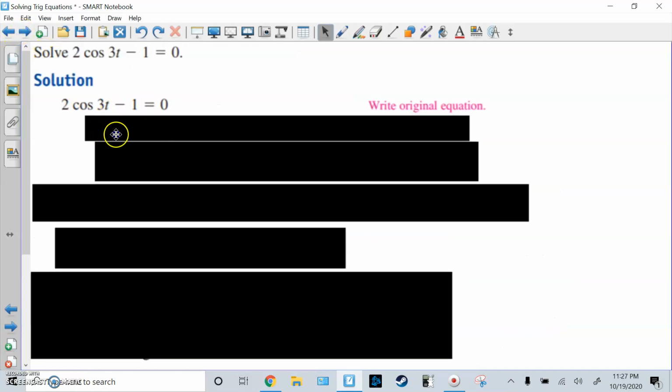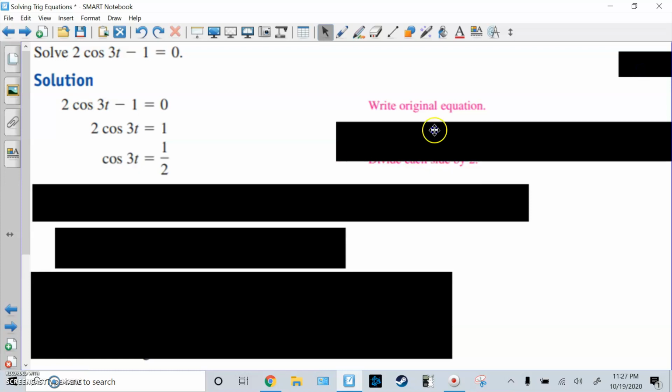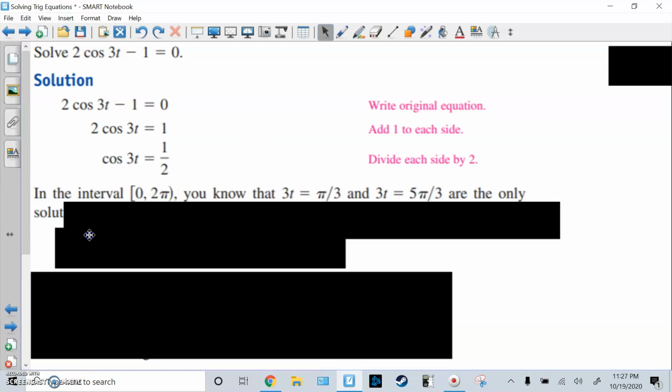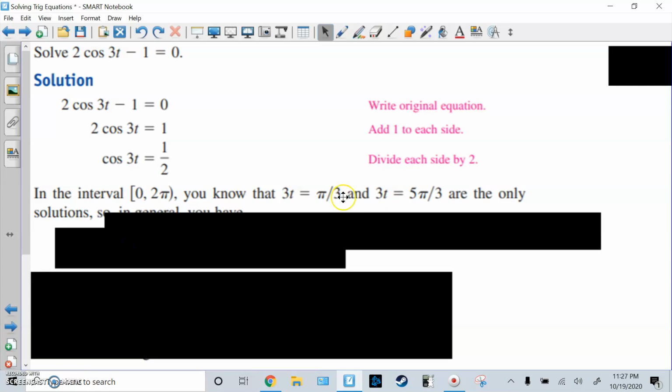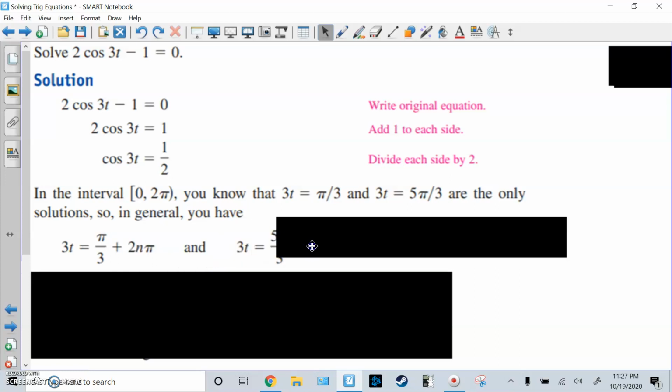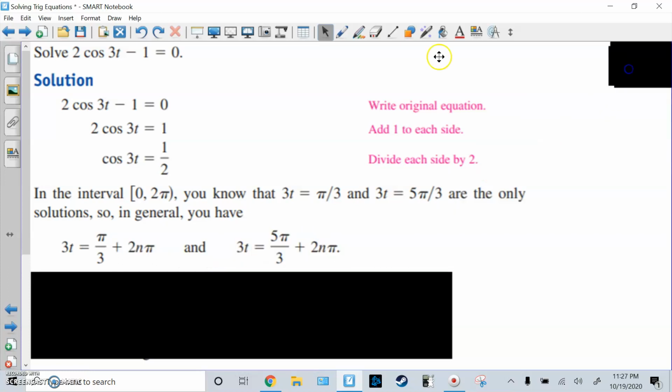Here's another one, so we're going to add 1, divide by 2. Now we have cosine of 3t equals 1/2. Now we're used to cosine of x or cosine of t is 1/2, but we're going to do the same idea. So where is cosine of x 1/2? It's going to be at pi over 3 and 5 pi over 3. But we're not talking about cosine of x, we're talking about cosine of 3x or 3t in this case. So we're going to say 3t equals that, and then 3t equals that, with the general solution, then just divide both by 3.